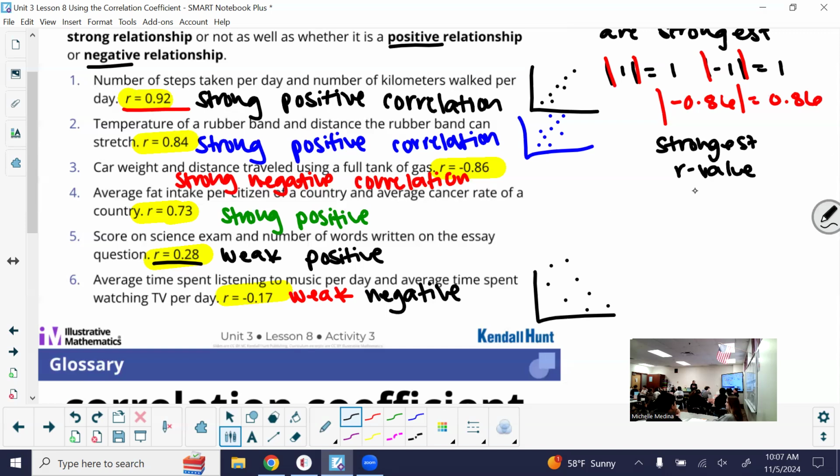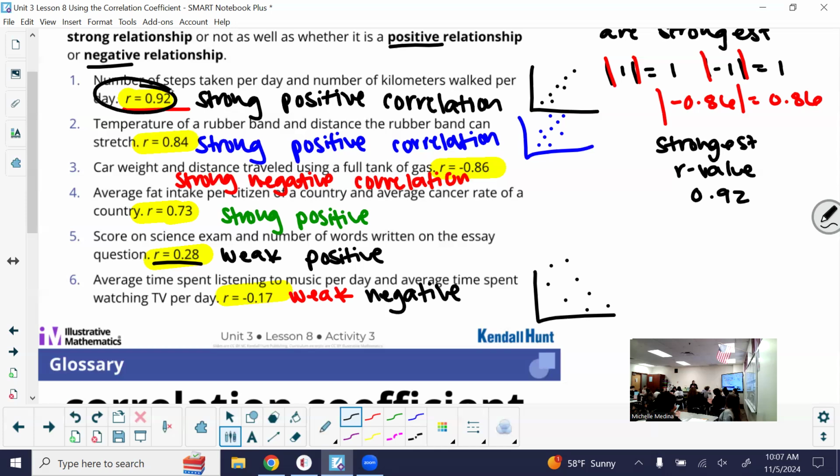Alright, and that is true. Now, Camila, why? What is different about that number compared to all the others? What is it really close to? Guys, I'm not asking you to calculate anything. Not at all. How were we able to know, class, that all of these were strong or weak? If their absolute value was closest to what?